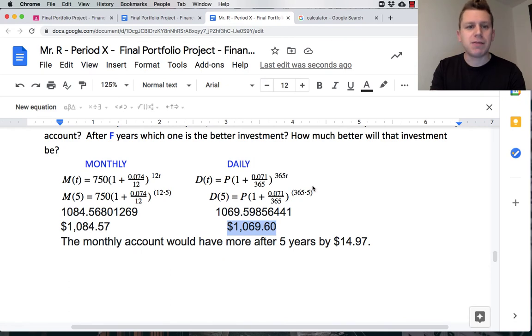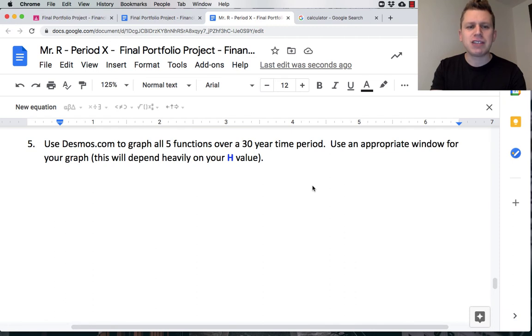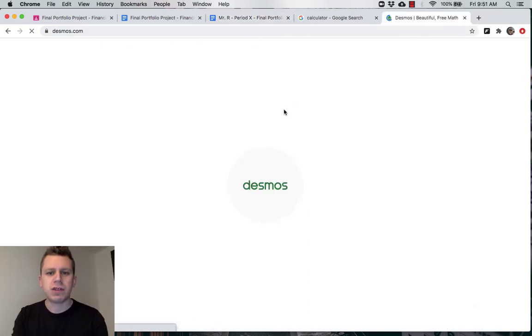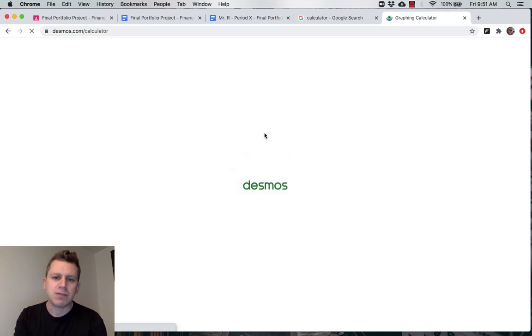So with that being said, I'm going to move on to the last step. The last step's my favorite. It says use Desmos.com to graph all 5 functions over a 30-year time period. Use an appropriate window. It's a beautiful thing. I'm going to go to my graphing calculator.